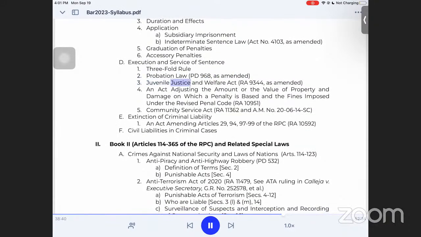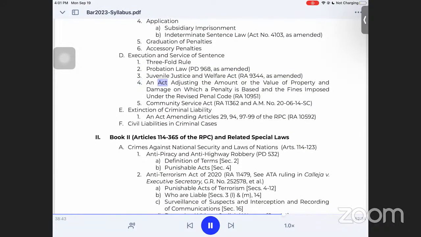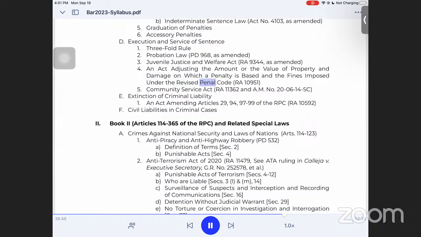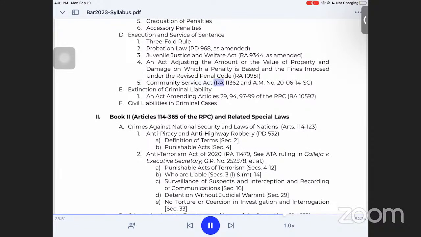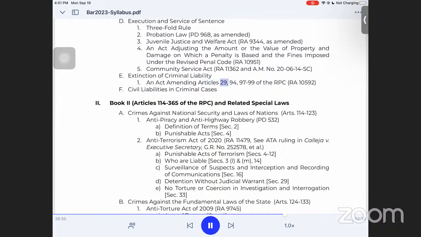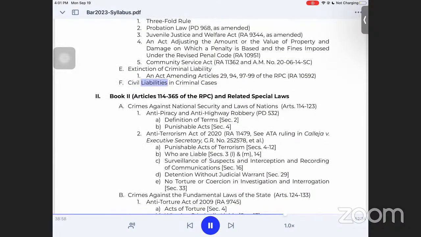3. Juvenile Justice and Welfare Act, RA 9344, as amended. 4. An act adjusting the amount or the value of property and damage on which a penalty is based and the fines imposed under the Revised Penal Code, RA 10951. 5. Community Service Act, RA 11362 and AM number 20-06-14-SC. E. Extinction of criminal liability. 1. An act amending Articles 29, 94, 97, 99 of the RPC, RA 10592. F. Civil liabilities in criminal cases.